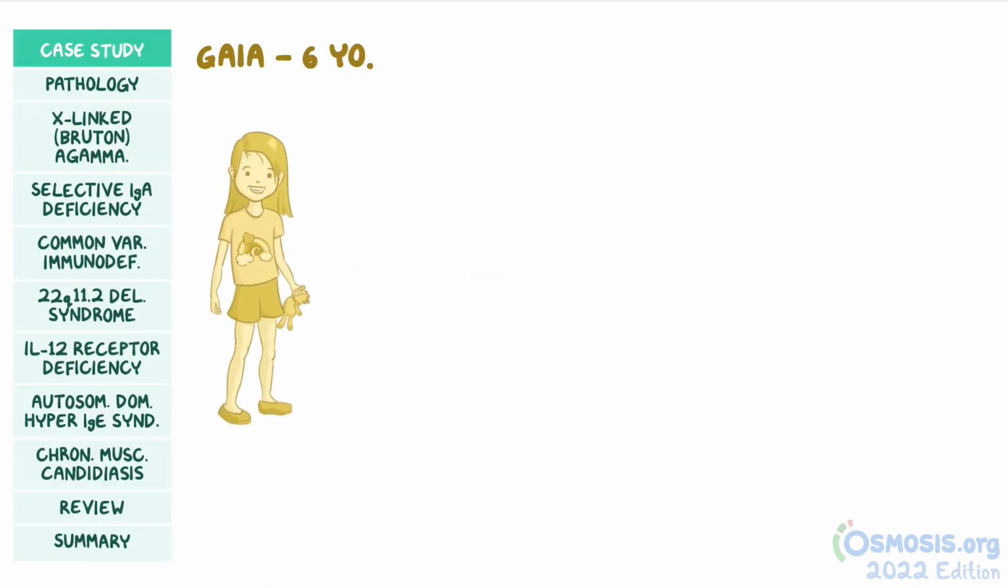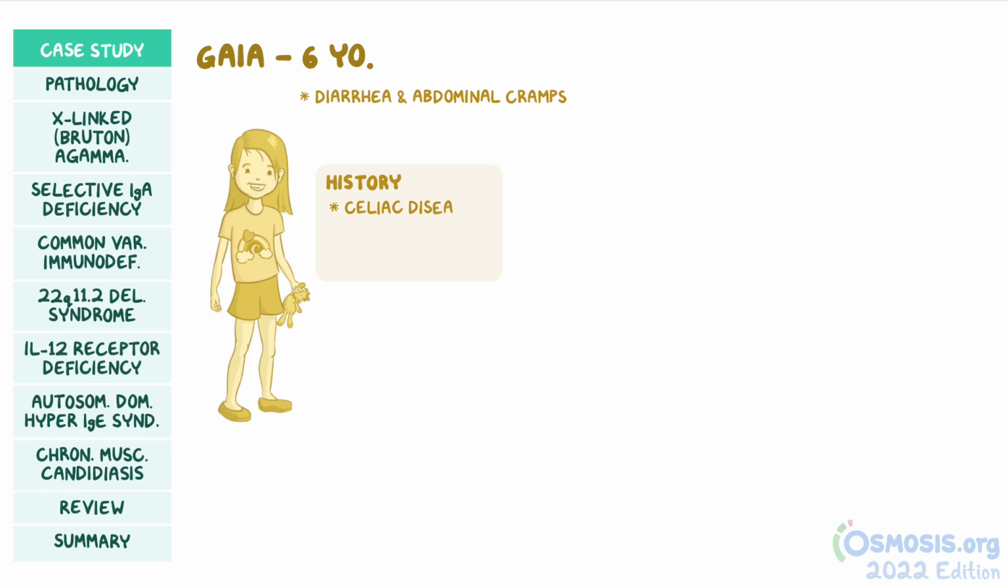Gaia, a 6-year-old girl, is brought to the clinic by her parents because she's been having diarrhea and abdominal cramps for the past few weeks. When you ask about her clinical history, her parents tell you that Gaia was diagnosed with celiac disease a few years back. However, they point out that she stopped consuming any food products that may contain gluten altogether.